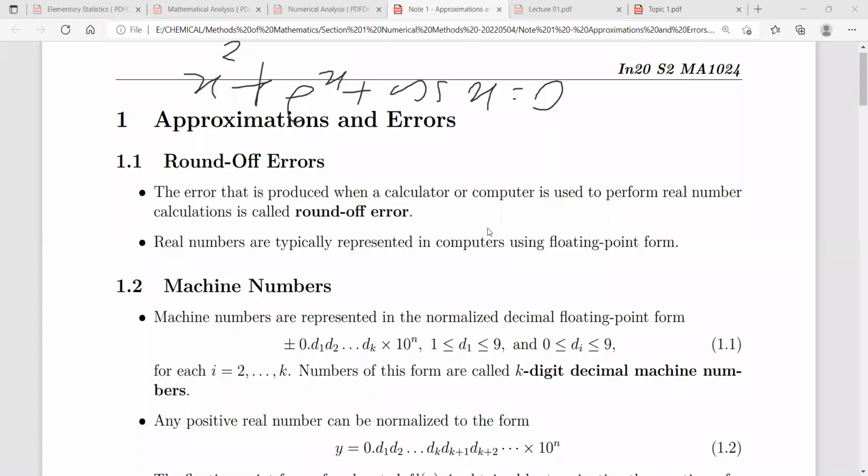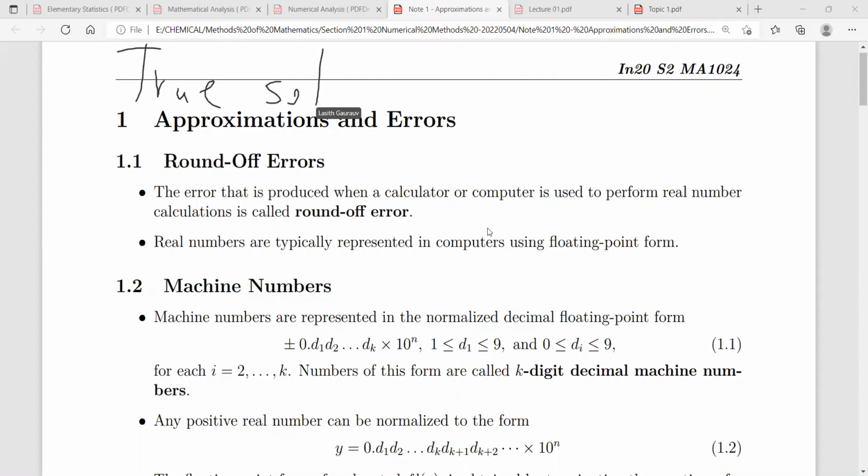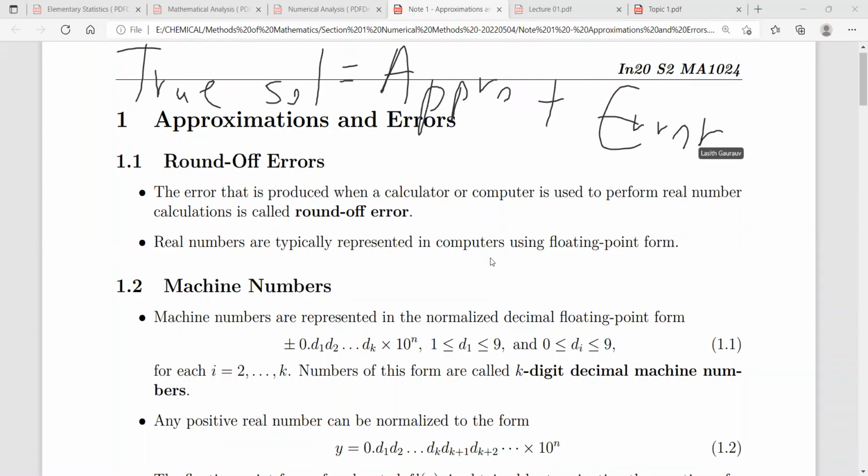The true value, the true solution. That true solution is given by the approximate value we obtain plus an error. Although the approximate value is very close to the true solution, there's still a slight error. We cannot reduce the error to 0. So the true solution is given by the approximate value plus the error. The error means the difference between the true solution and the approximate value.